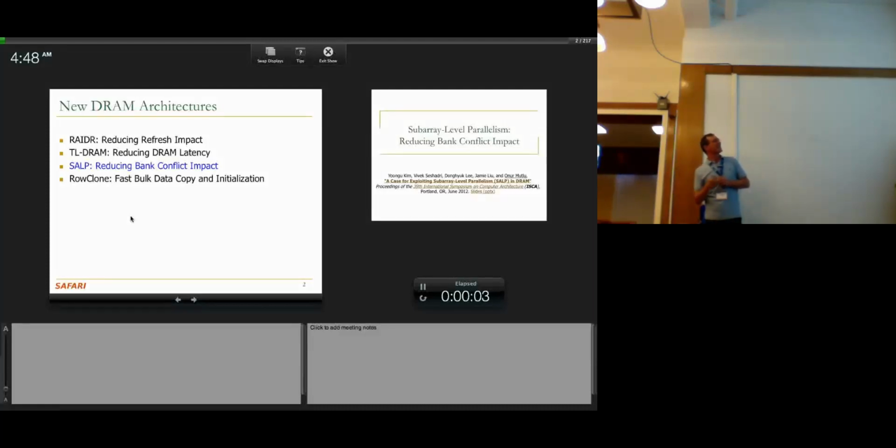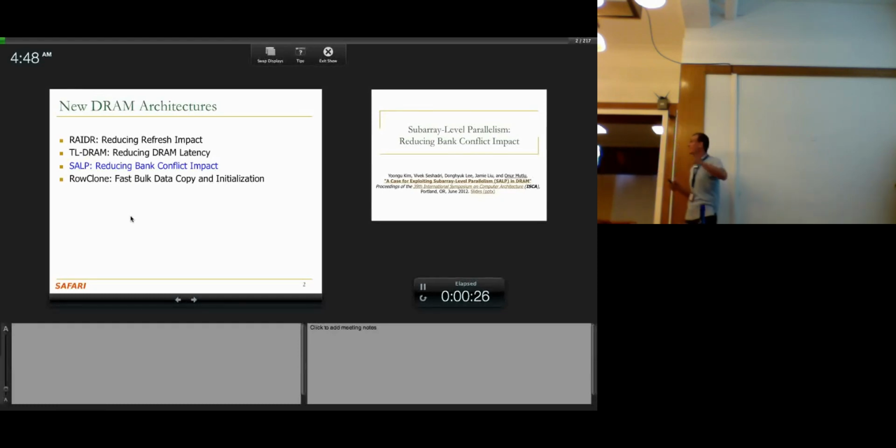Okay, let's remember we were looking at new DRAM architectures. We talked about RAIDR and tiered latency DRAM. I'll give you two other ones relatively briefly. One is to solve an important problem, which is the bank conflict problem, and the other is to accelerate page copy and large-scale page copy and initialization operations. How can we support these better in DRAM?